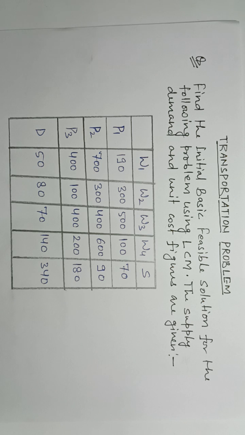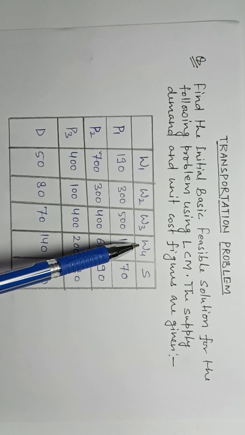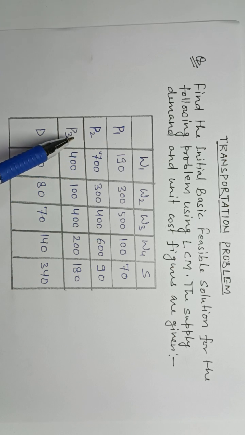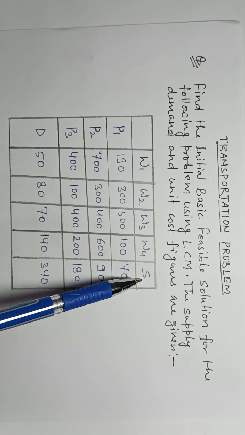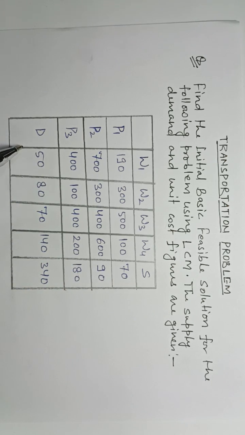We will solve the transportation problem to get an initial basic feasible solution through LCM, the least cost method. The question is: find the initial basic feasible solution for the following problem using LCM. The supply, demand and unit cost figures are given in the matrix. Here warehouses W1, W2, W3, W4 are given, and plants P1, P2, P3 are given. S is for supply and D is for demand.